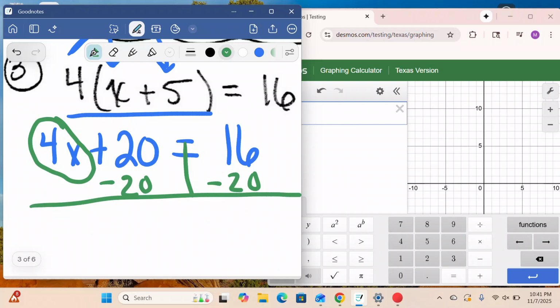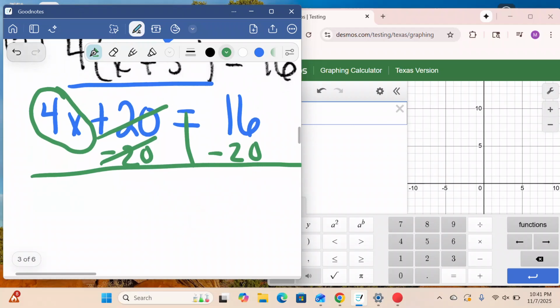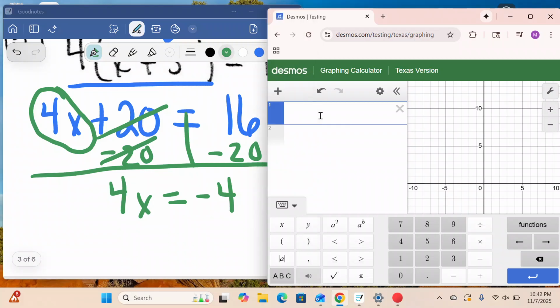You have a positive and a negative 20, cancels out. That leaves me 4x by himself, which equals 16 minus 20, which gives you a negative 4. So we have 16 minus 20, and if you don't believe me, put it in decimals. You go 16 minus 20, and you don't even have to know how to subtract the integers other than inputting it into decimals, which gives me a negative 4, which is right here.